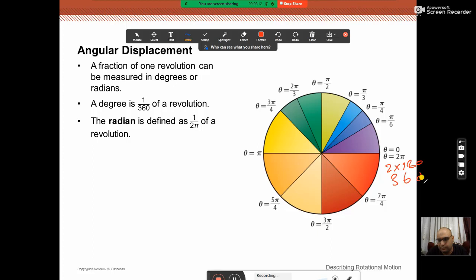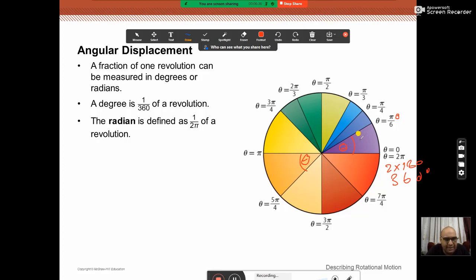360 degrees. Any angle is measured in degrees. So we can measure this angle in degrees. This angle is called theta, and it is measured in degrees. This is another theta, and it's also measured in degrees. This one too, in degrees.